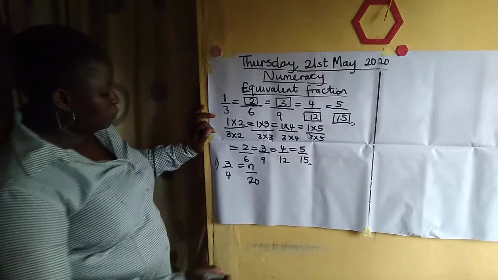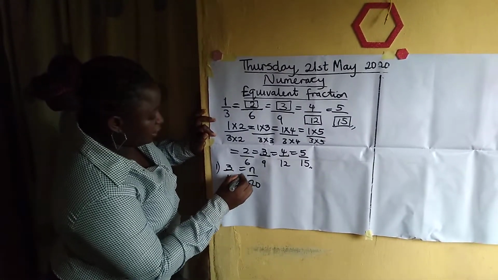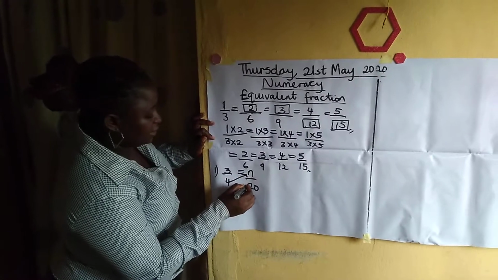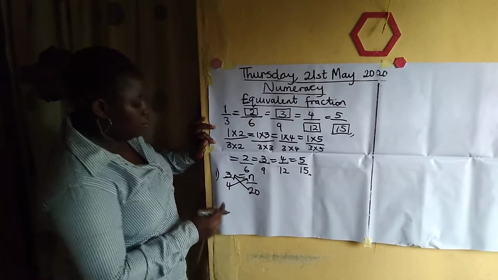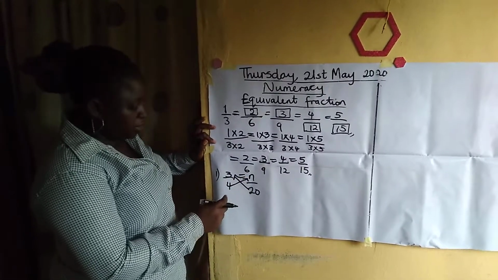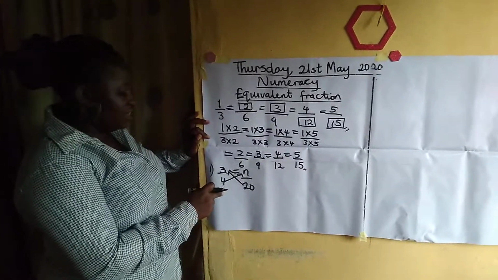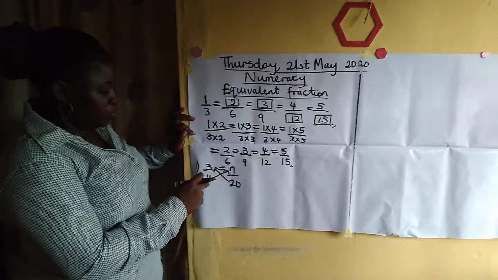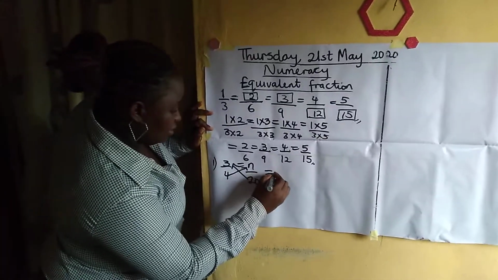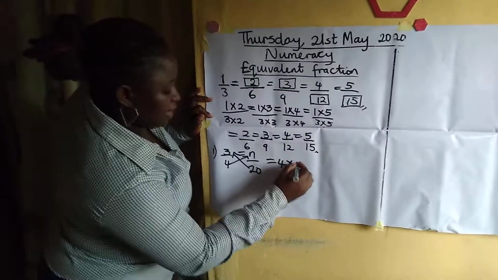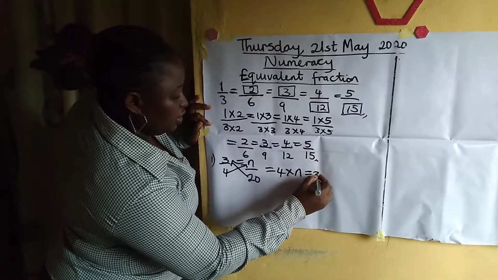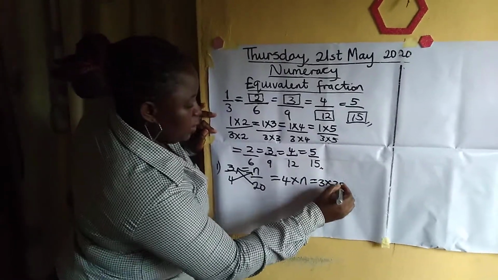Now, to cross multiply, it means we're going to multiply 4 times n and 3 with 20. 4 times n, 3 times 20. You see, I drew an arrow that looks as if I'm writing a multiplication sign. This is to show that we are cross multiplying. So we are going to do it like this. 4 times n is equal to 3 times 20.